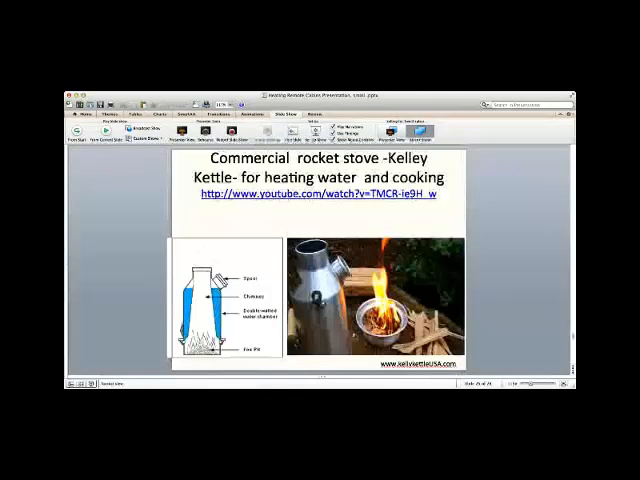But I always encourage people to somehow vent their stoves outside. And you may actually be able to fit a small diameter stovepipe over the top of this Kelly kettle, so to speak. I've got one here, and it looks like it's probably a 1.5-inch fitting, if you could find a way.